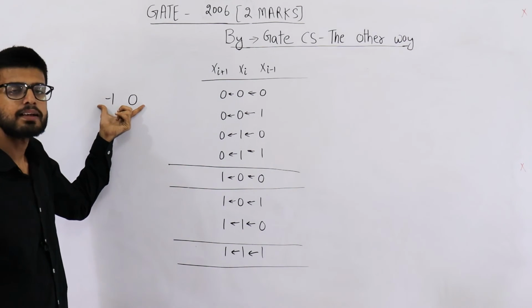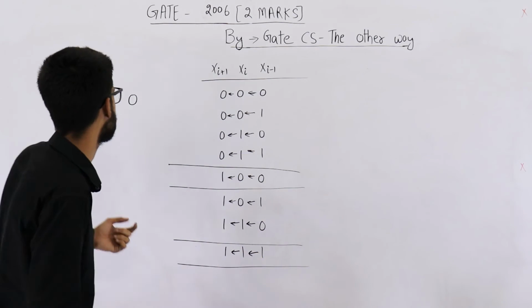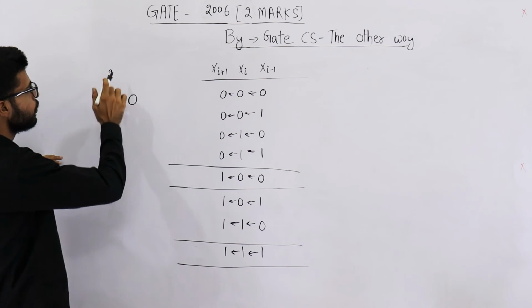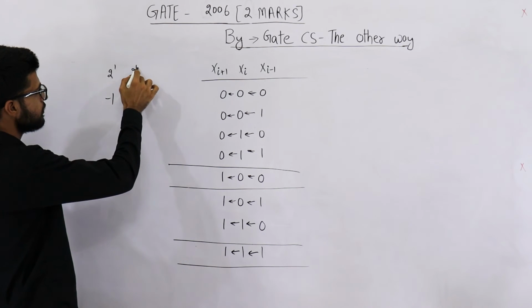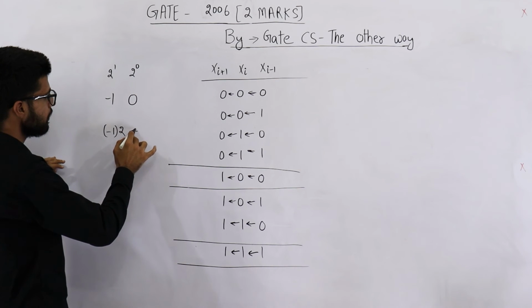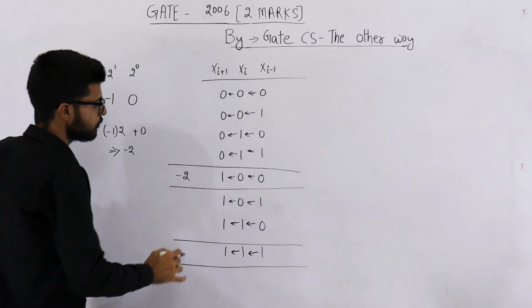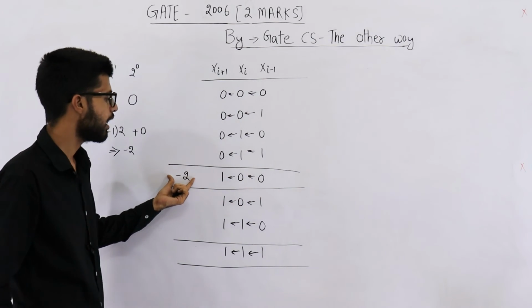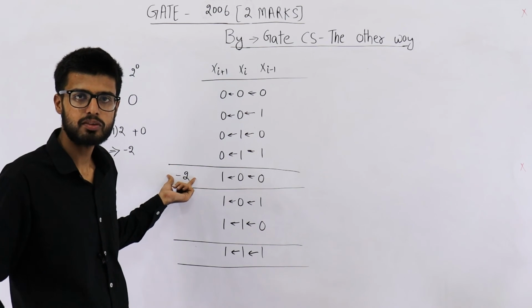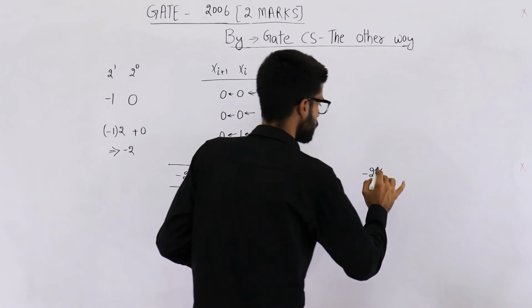Now interpret it as a binary number to find the 2-bit coding that is done in modified Booth's algorithm. If this is considered as a binary number, the weight of this will be 2 power 1 and the weight of this is 2 power 0. So this number becomes minus 1 into 2 plus 0, which is minus 2. So in such a case, the output will be minus 2. That means the partial product will be minus 2 times the multiplicand. The multiplicand is given as y. So it is minus 2y.